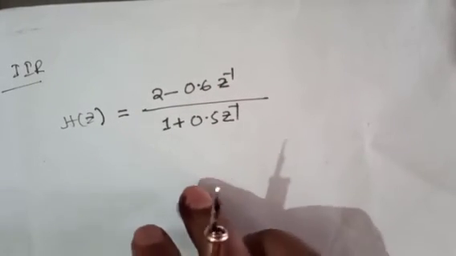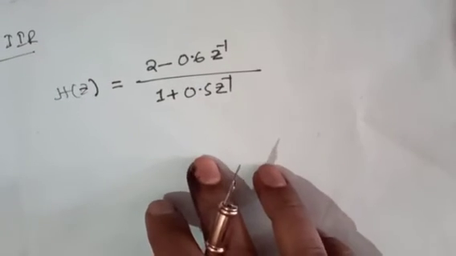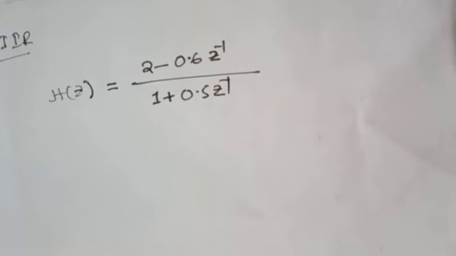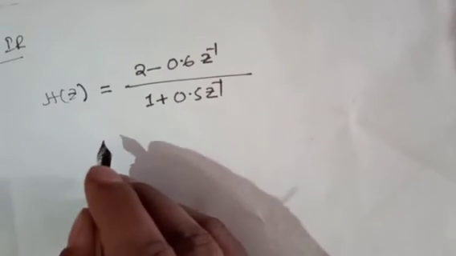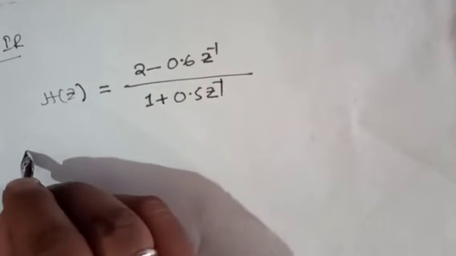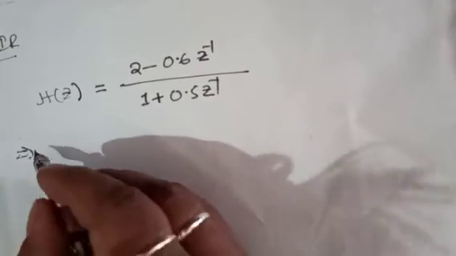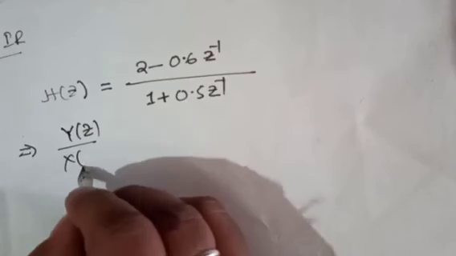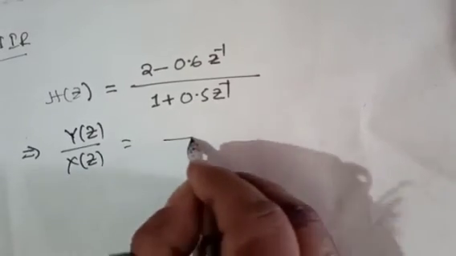Okay. Now directly, if we would like to get the difference equation for this, what we have to do? We have to take the inverse z transform directly in terms of y and x. So what is H of z? H of z is your Y of z divided by X of z, which is equal to this.